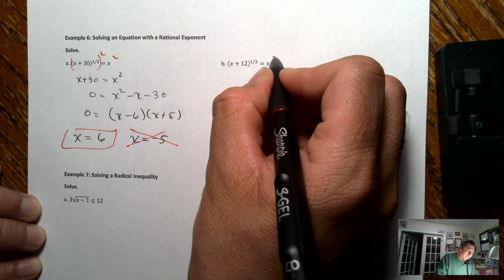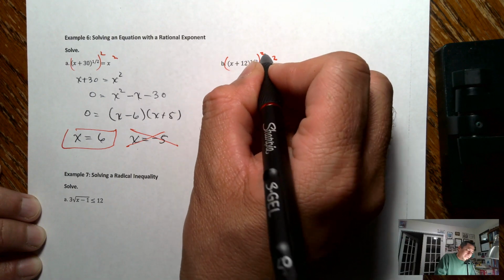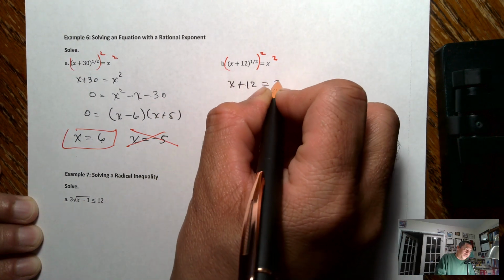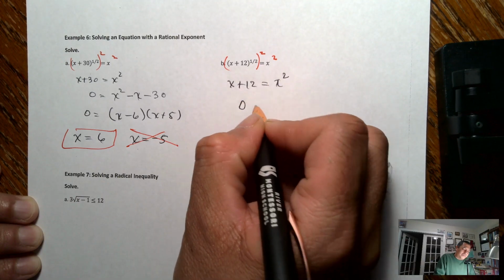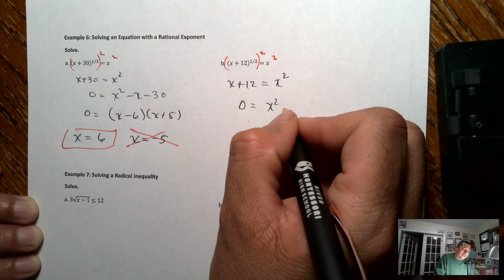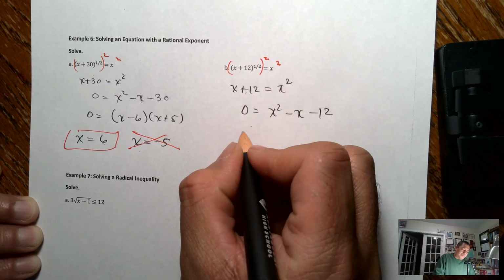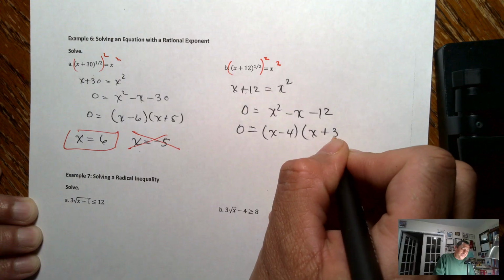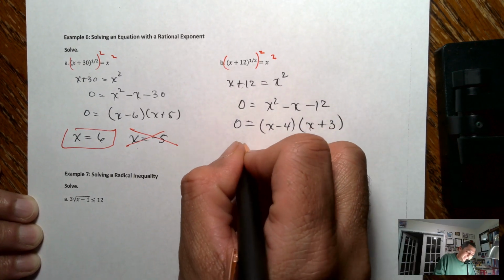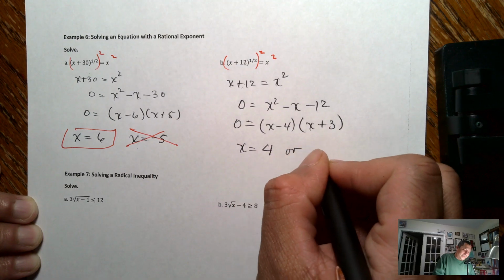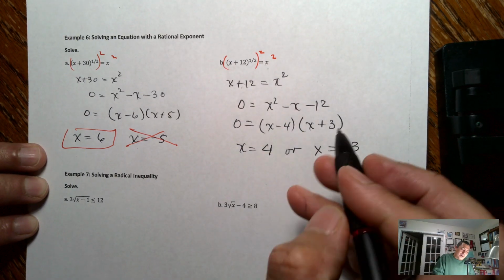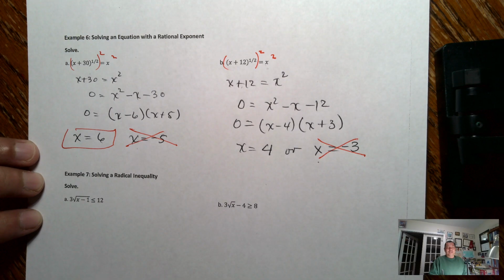Problem B, same. We elevate both sides to the second power. So what I have here is x plus 12 equals x squared. So I have that 0 is equal to x squared minus x minus 12. Then we factorize. So we have x minus 4 and x plus 3. So I have that x is equal to 4 or x is equal to negative 3. Again, I have an equals to x. If you have a negative, it's not going to work. So my solution is x equals 4.